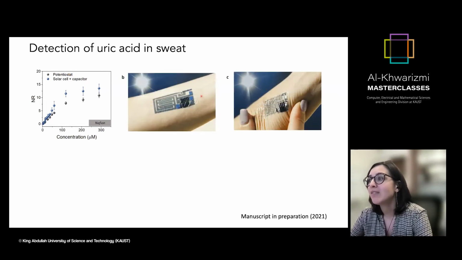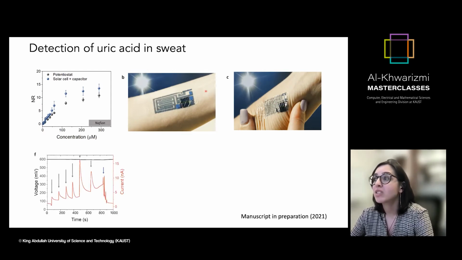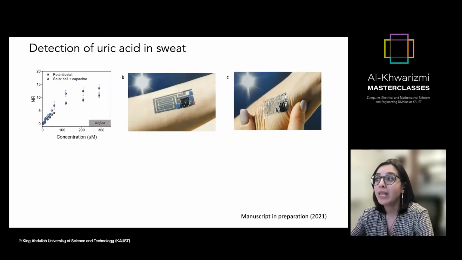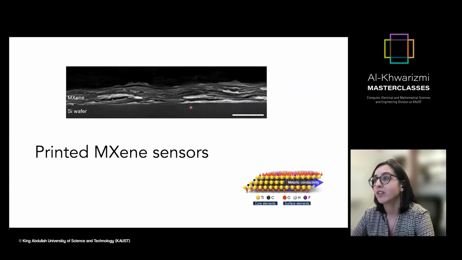And you can make these devices again on flexible substrates and then put them on your skin and do some measurements from the sweat. For instance, uric acid or dopamine. Dopamine, we don't have much in the sweat, but uric acid we do have. Or many other species that you want to detect. You can change the units of the sensor and integrate it with a solar cell.